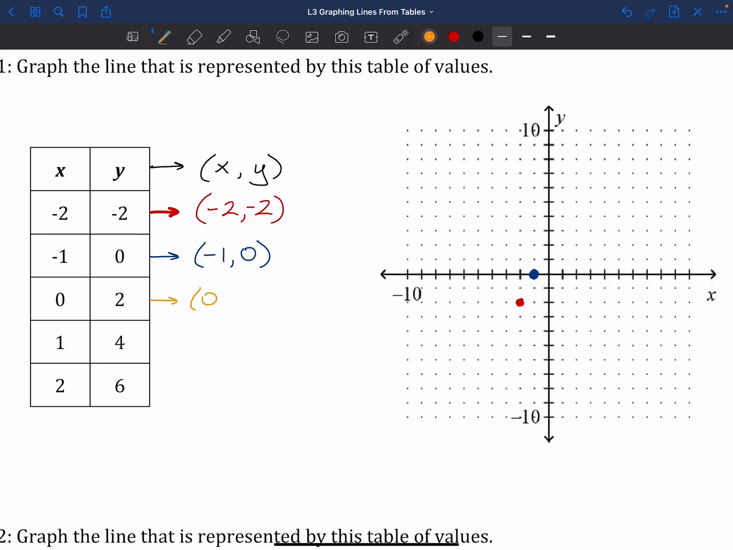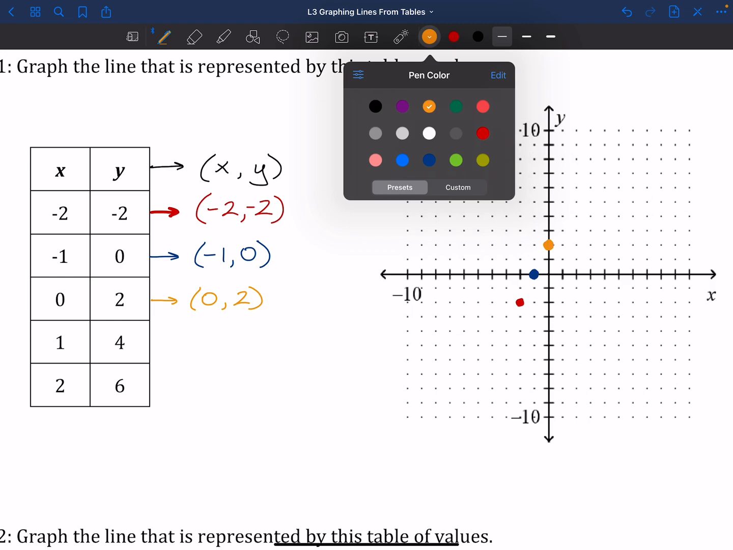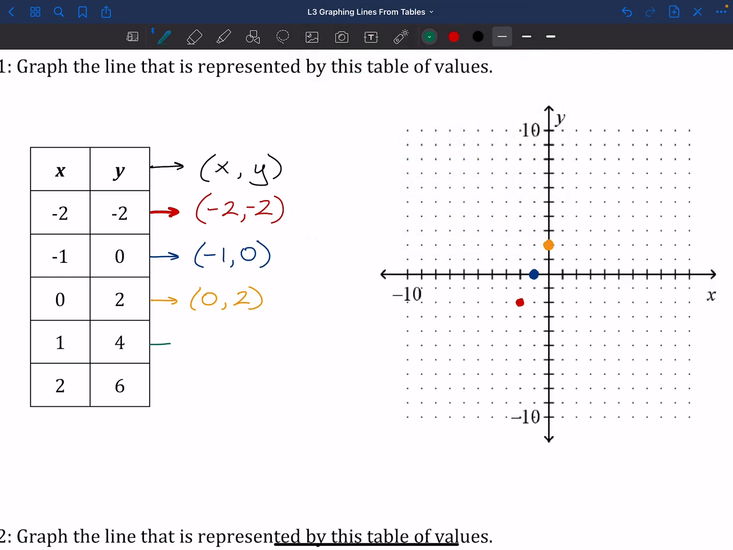Next up, we've got the point 0, 2. The X is 0, so I don't go left or right at all. For the 2 on the Y, I need to go up 2 to get that orange point there. All right, so that's all we're really doing: we're taking this information from the table, turning it into points, and putting those on the graph. On this one, 1, 4, I'm going to go over to 1 and then up 4. It's going to spit us out right there.